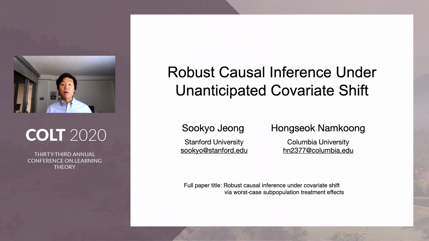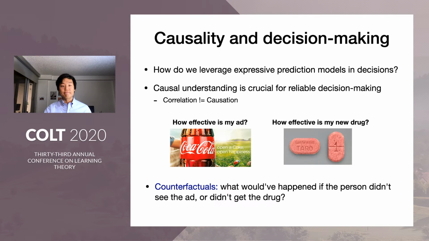Welcome, everyone. My name is Hongseok Namkoong, and I'm going to talk about how we can do causal inference that's robust to unanticipated covariate shift. This is based on joint work with Sookyo Jeong.